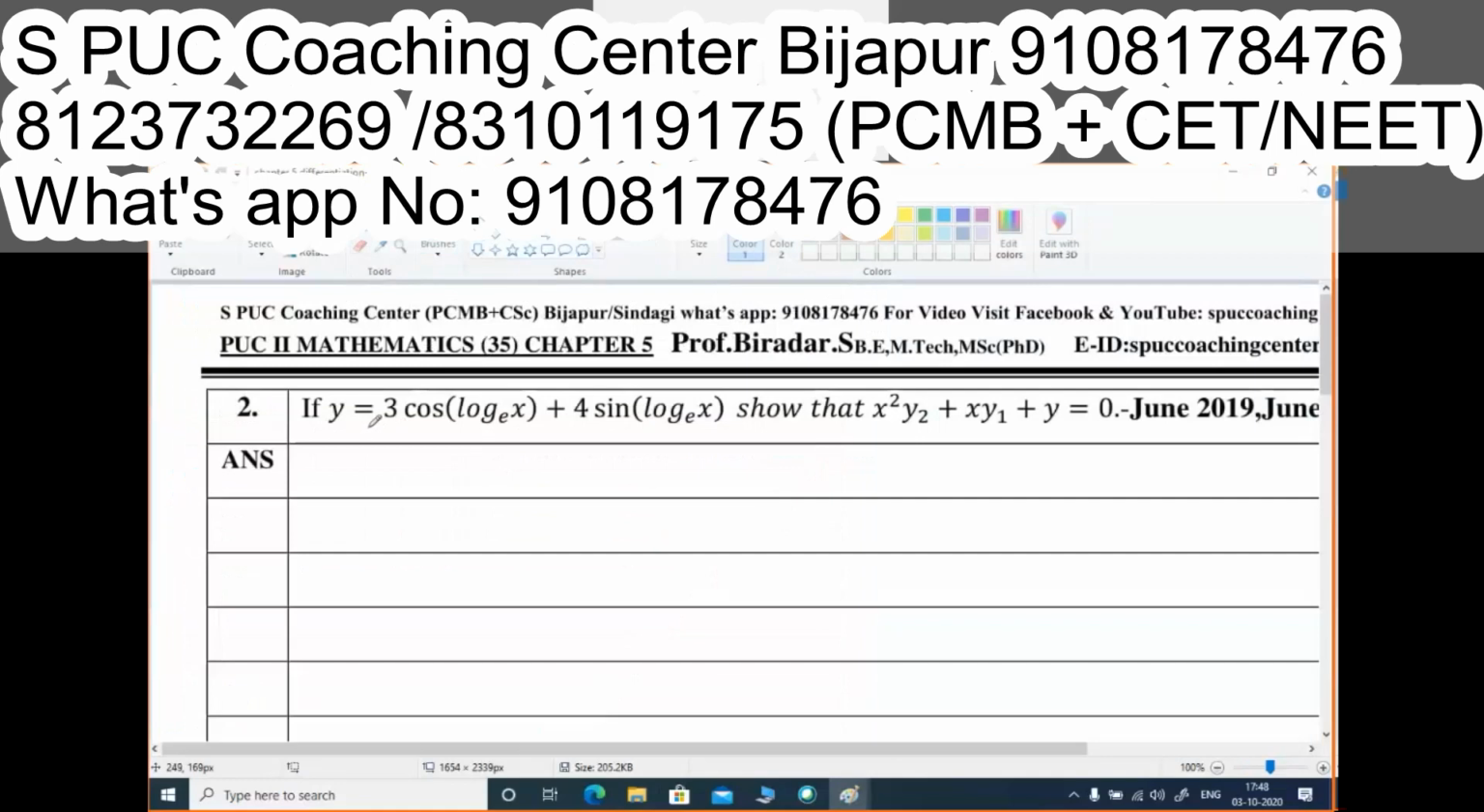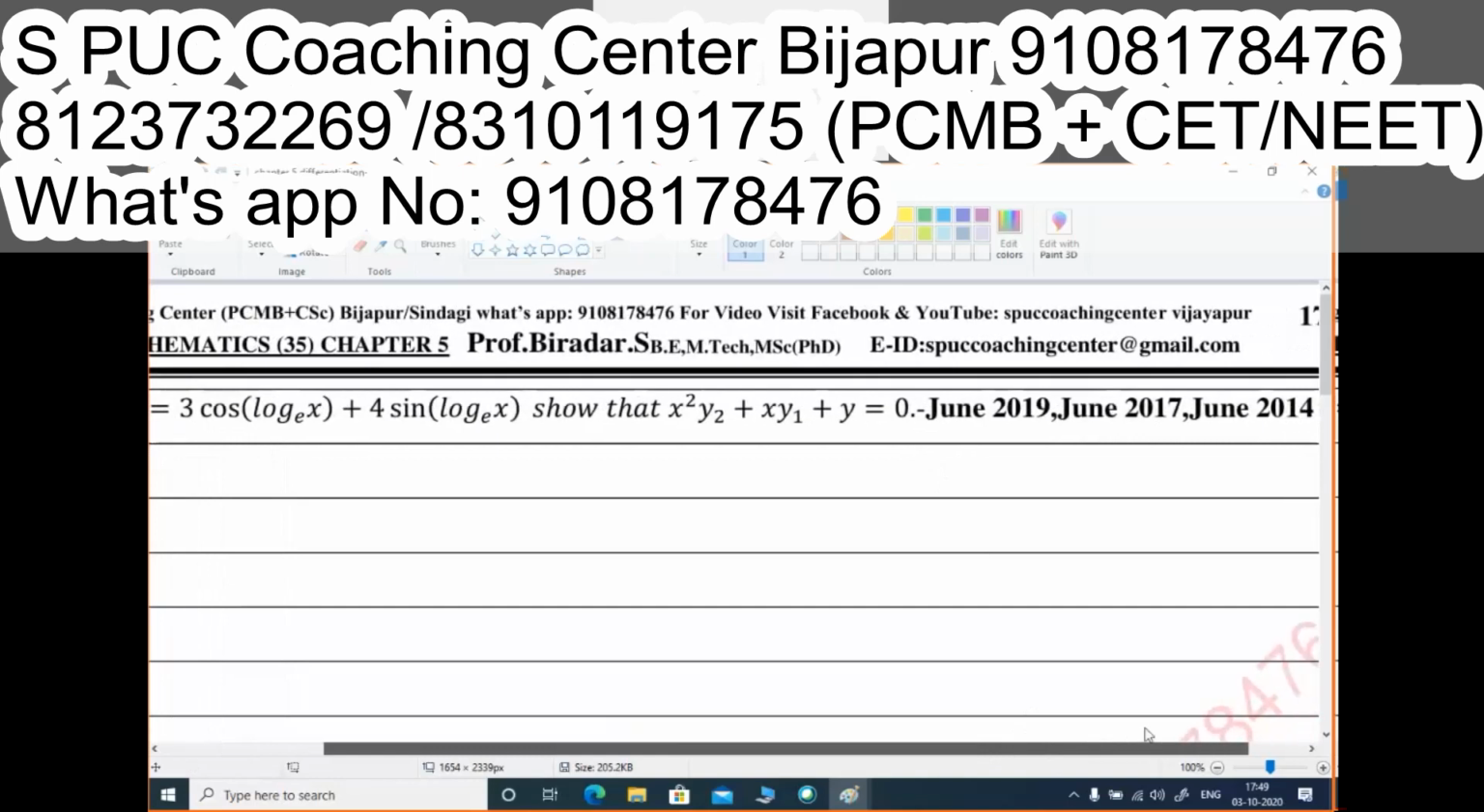If y is equals to 3 cos log x to the base e, plus 4 sin log x to the base e, show that x square y2 plus xy1 plus y is equals to 0. Here y1 means what, y2 means what? Anybody would like to tell about this, please? Sir, y2 means d square y by dx square. Okay, y1 means dy by dx.